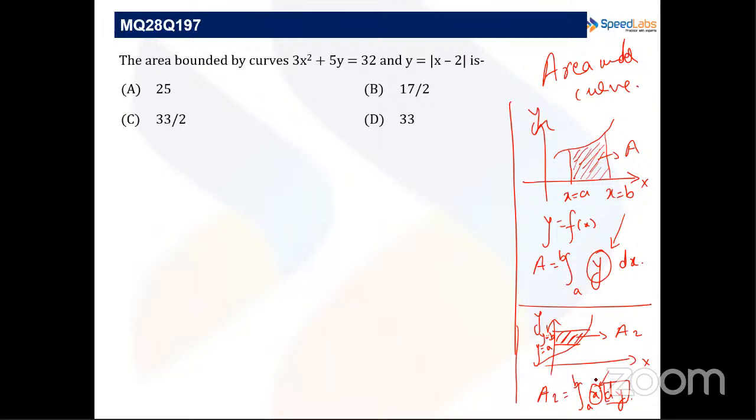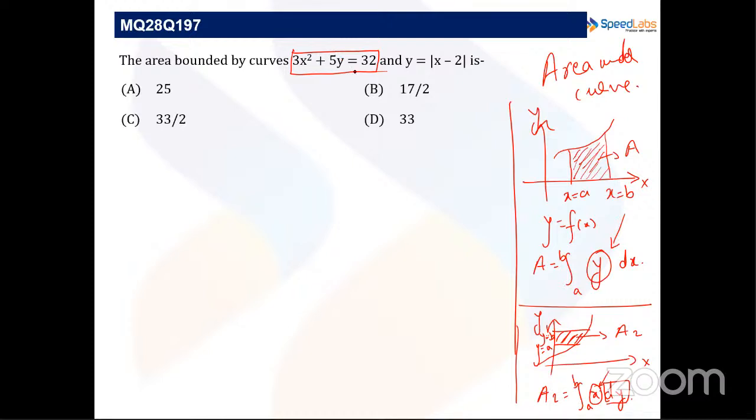With respect to y and put the limit, so you will get the area with the y-axis. Now moving to the first question, we are given: find the area bounded by the curves 3x square plus 5y equals to 32 and y equals to mod x minus 2.